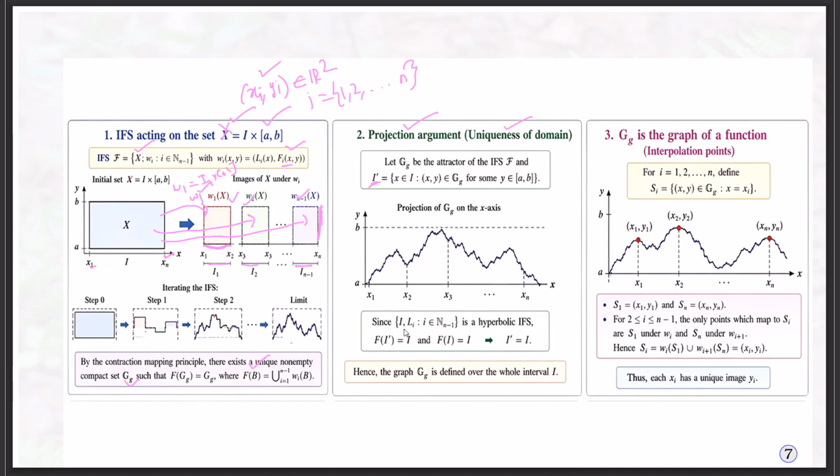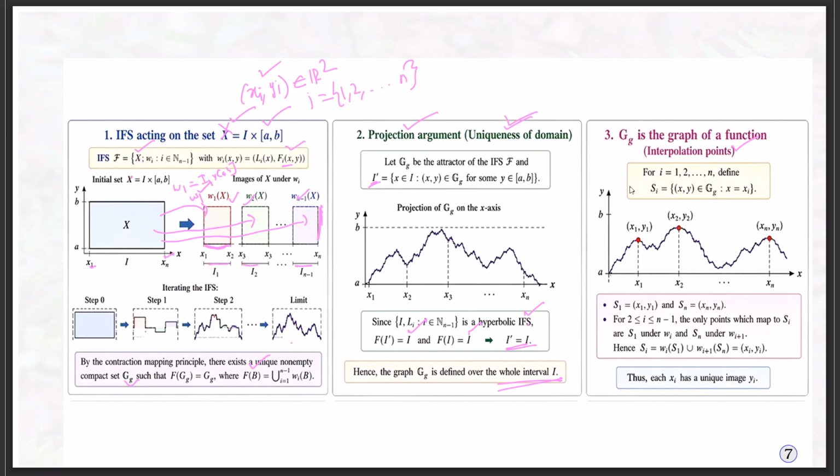That means since I is a hyperbolic iterated function system, it has an IFS attractor, and that attractor is I, and here F of I dash equals I dash and F of I equals I. Therefore, I is nothing but I dash, both are the same. Hence the graph of G is defined over the whole interval. So, the domain is unique. Then G is the graph of a function interpolating the given data.